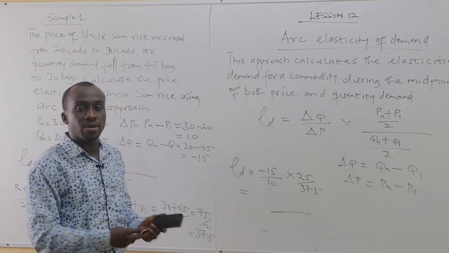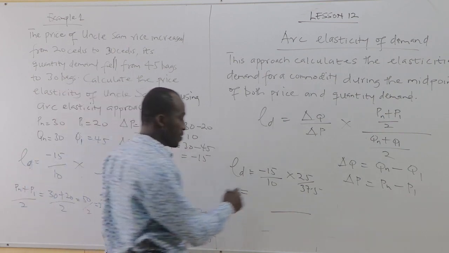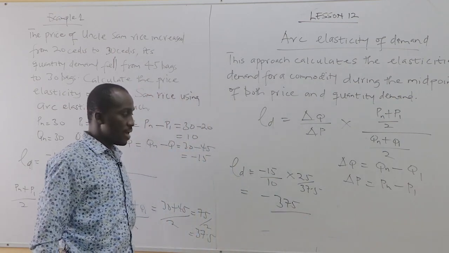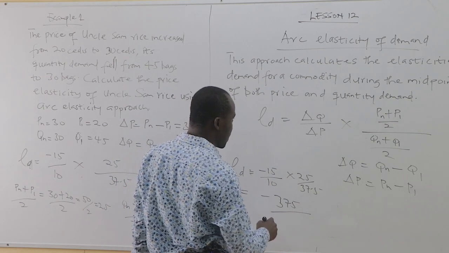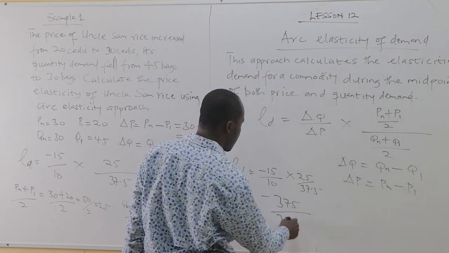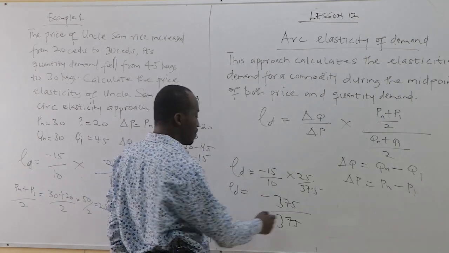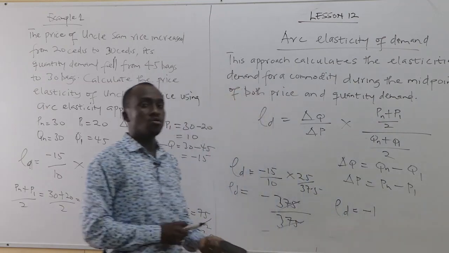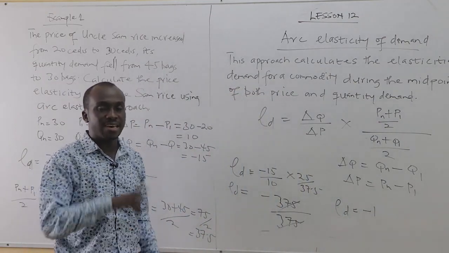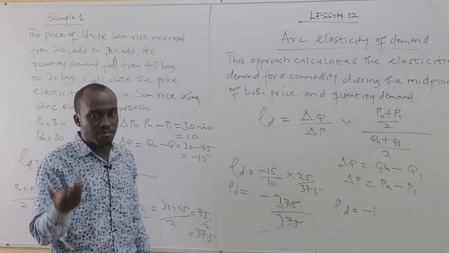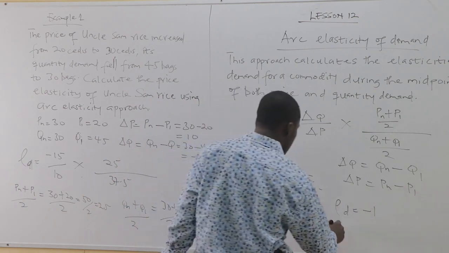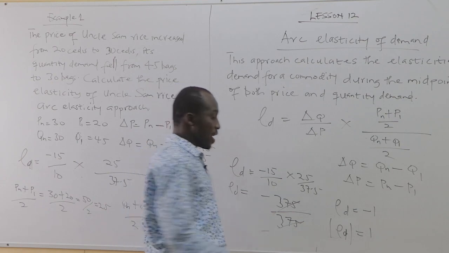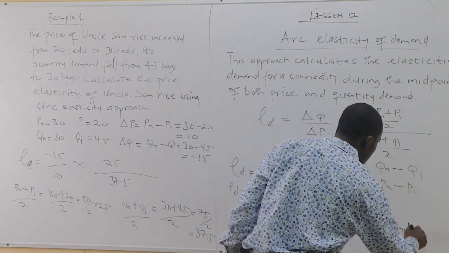When you multiply the top, you get negative 375, and the bottom gives you positive 375. So when you divide, you get elasticity equal to negative 1. So you see that with the arc elasticity, you are getting a negative elasticity. Anytime it should be negative. So when you take the absolute value, what do you get? Elasticity is going to be 1, and when elasticity is equal to 1, we call it unitary elastic.